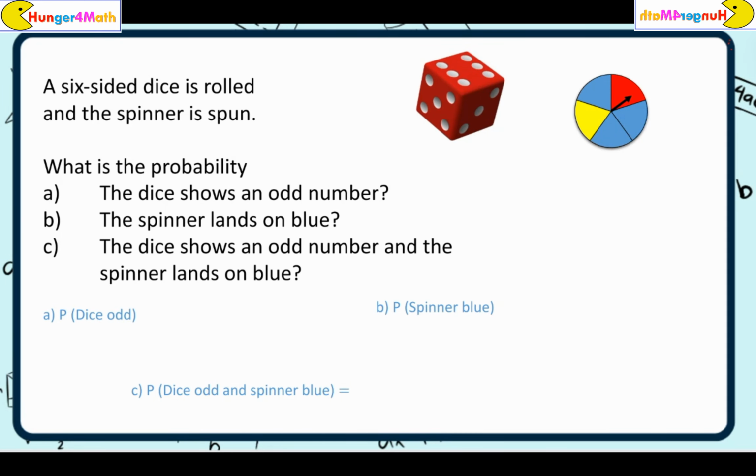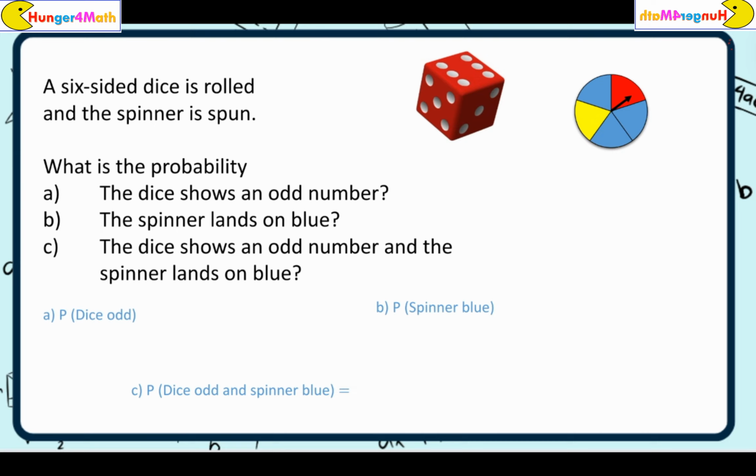Now let's apply the definition and see how to calculate the probability of an independent event. Here, a 6-sided dice is rolled and the spinner is spun. What is the probability? Letter A, the dice shows an odd number. B, the spinner lands on blue. C, the dice shows an odd number and the spinner lands on blue.